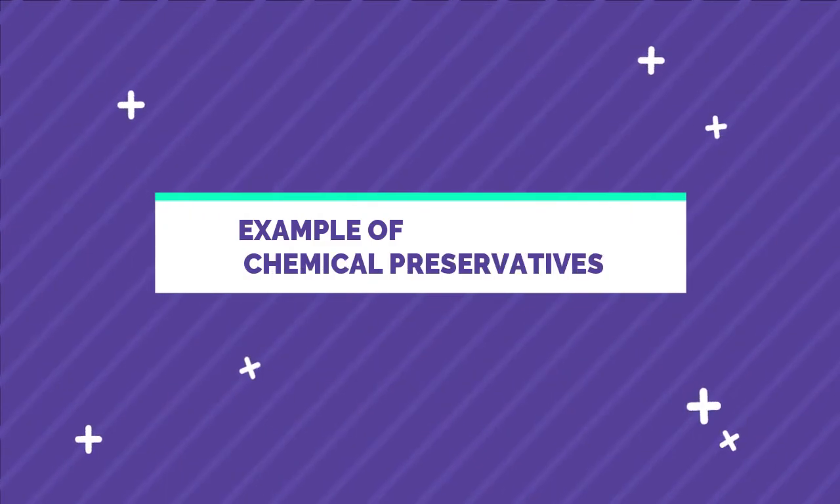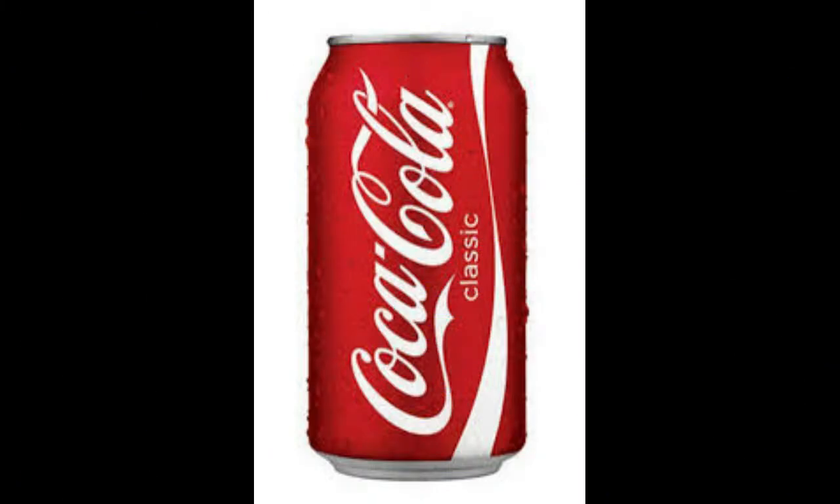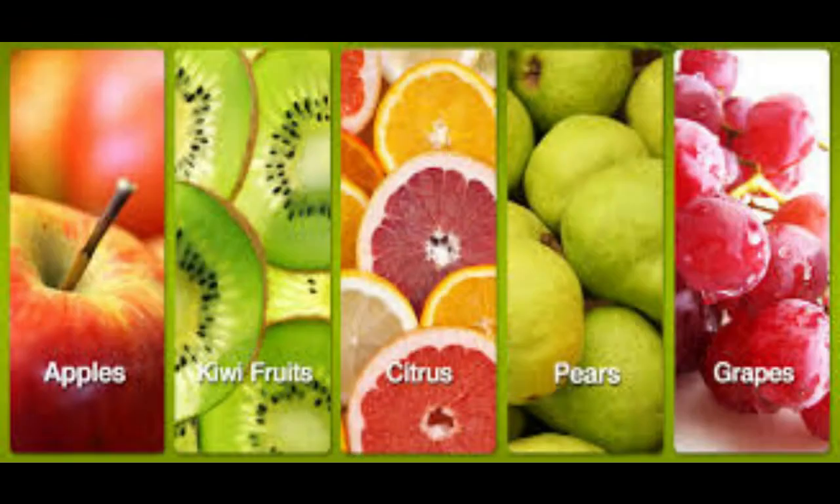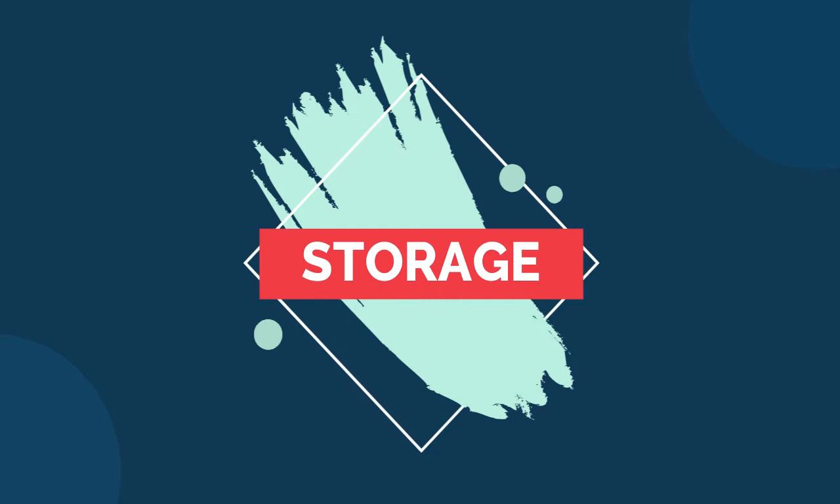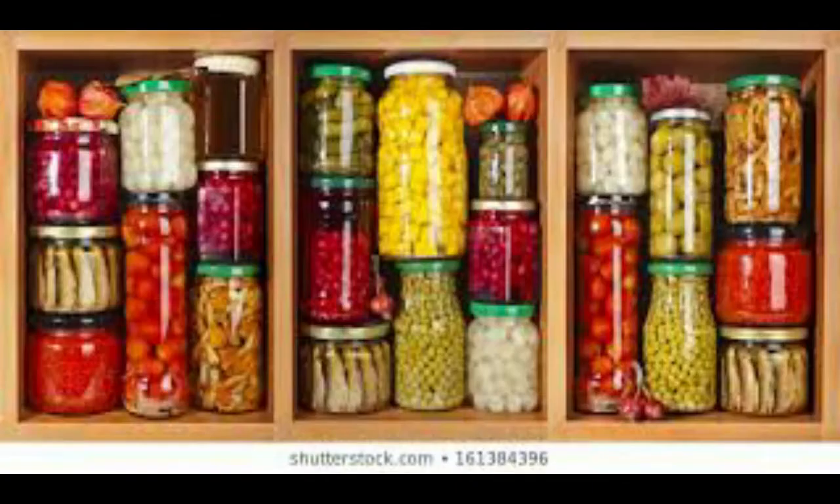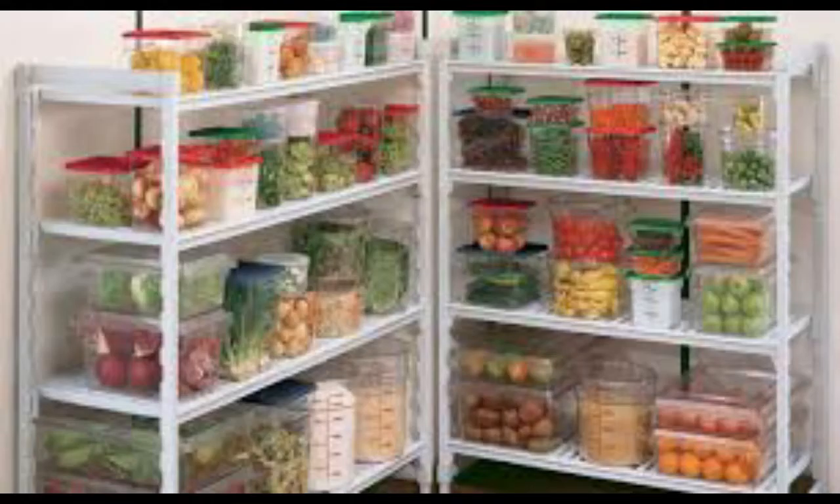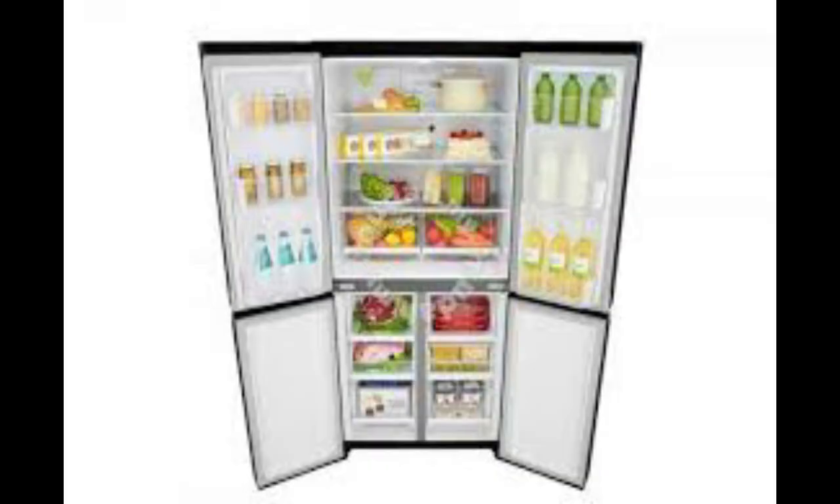Here is an example of chemical preservatives. Potassium benzoate and sodium benzoate are added into carbonated drinks to make the texture softer. Citric acid can be extracted from fruits and added to other food. Here are some examples of storage for foods that contain preservatives. Put it in a Tupperware and keep it at room temperature, in the refrigerator, or in the freezer.